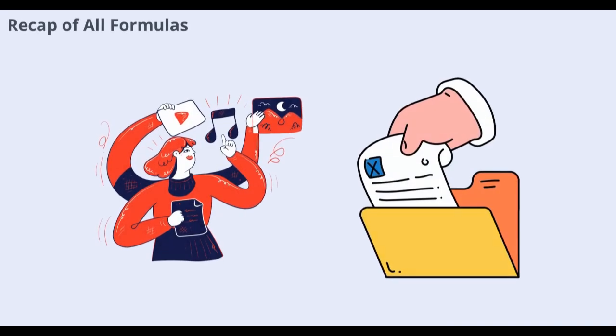Let's quickly recap what we've learned so far. We've used sum to add up total sales, average to find the mean, count to see how many days have data, max to spot the highest sales, and min to find the lowest. Each formula serves a unique purpose and can be applied to a wide range of data analysis tasks in Excel.